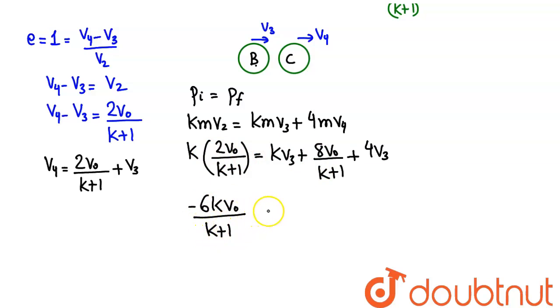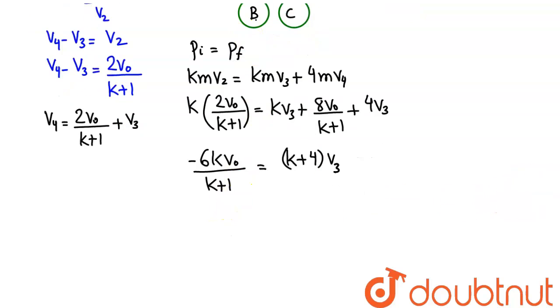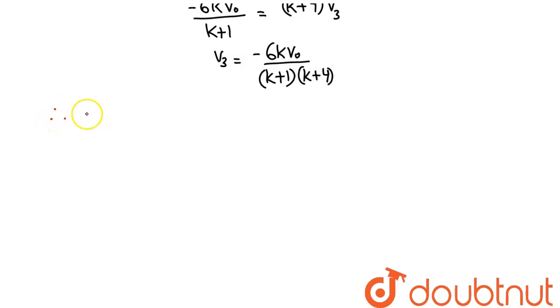is equal to this, coming out as k plus 4 into V3. So we can say this V3 will come out to be, from here, V3 is equal to minus 6k into v0 divided by k plus 1 into k plus 4. So by the concept of maxima and minima, we have the variable as k, so differentiating V3 with respect to k gives us equal to 0.